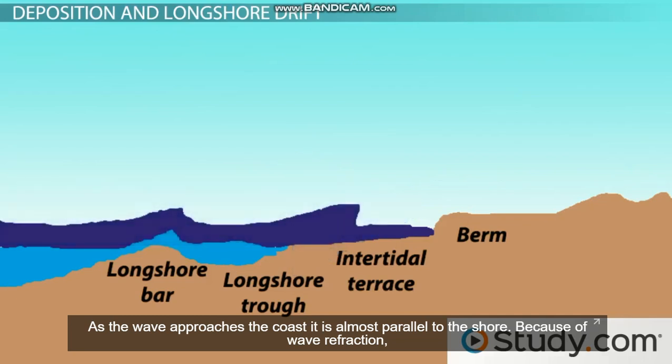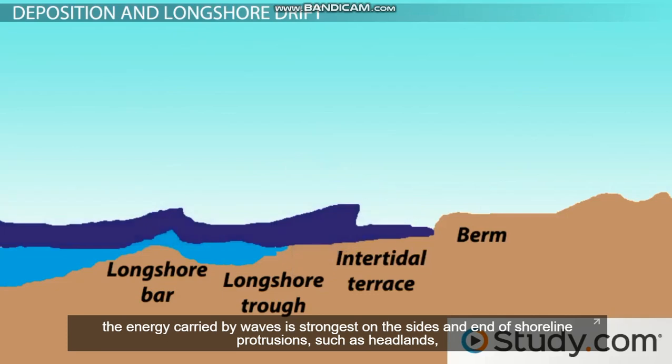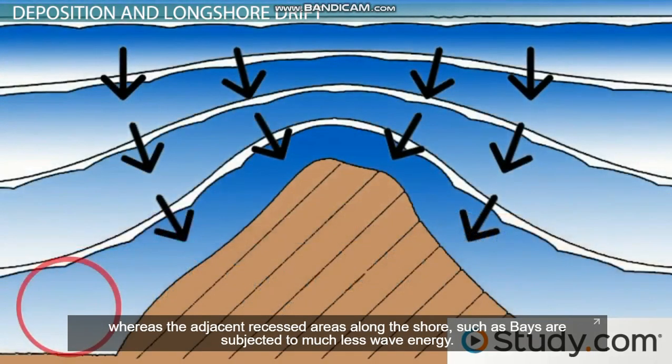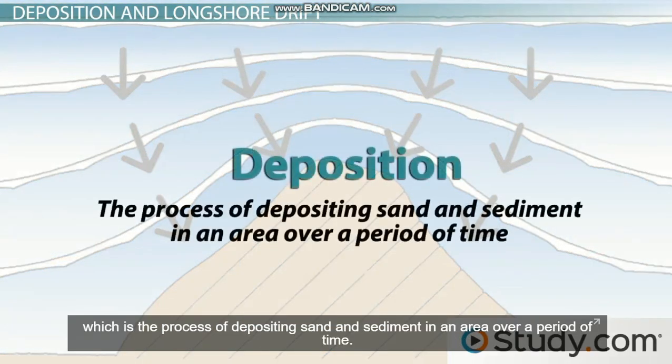Because of wave refraction, the energy carried by waves is strongest on the sides and end of shoreline protrusions such as headlands, whereas the adjacent recessed areas along the shore, such as bays, are subjected to much less wave energy. This low wave energy allows for deposition, which is the process of depositing sand and sediment in an area over a period of time.